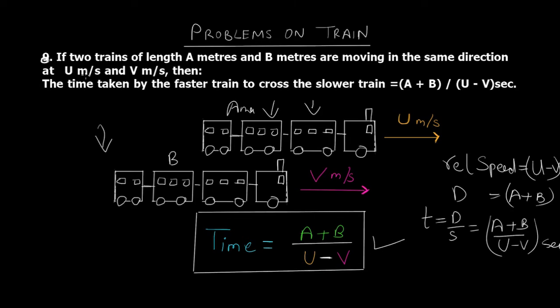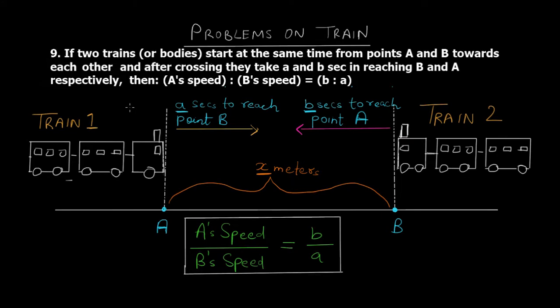Okay, so let's move on to the last point. So this is the last point. It states that if two trains or bodies start at the same time from points A and B towards each other, and after crossing they take a and b seconds in reaching B and A respectively, then A's speed to B's speed is equal to root b to root a. So they've given some ratio calculation, and let's see how they derived this.